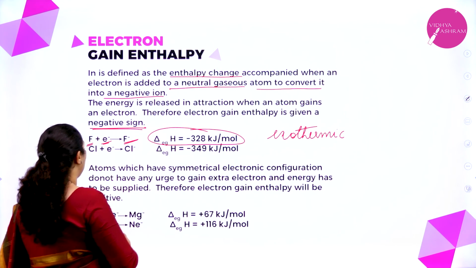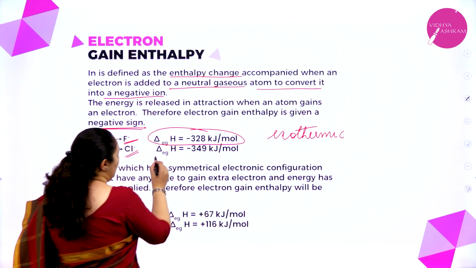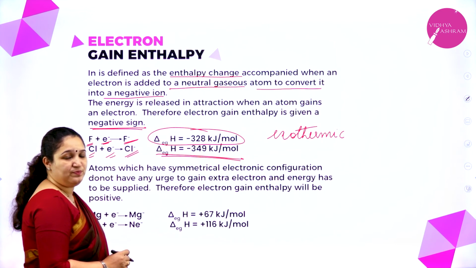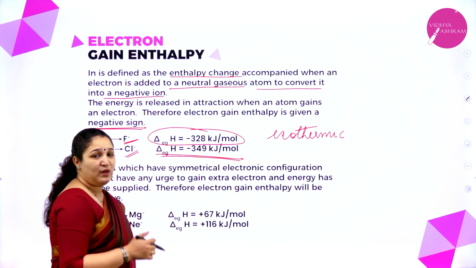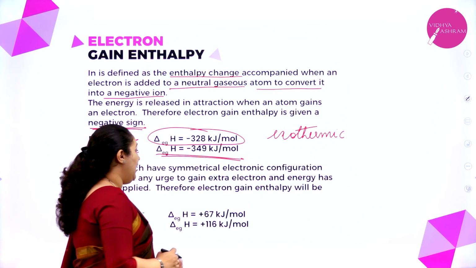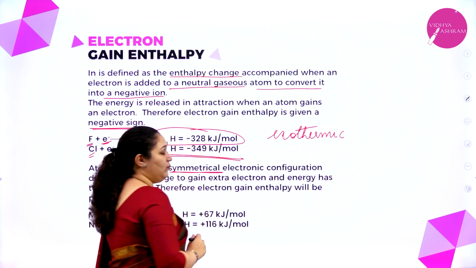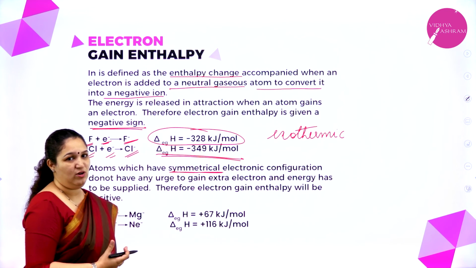You can see here even chlorine, when it takes up an electron, you get a chloride ion, Cl minus. Here energy is again released, so it's an exothermic reaction. Sometimes even the value can be positive. When is it? When the electronic configuration is symmetrical. When an atom has a symmetrical electronic configuration.